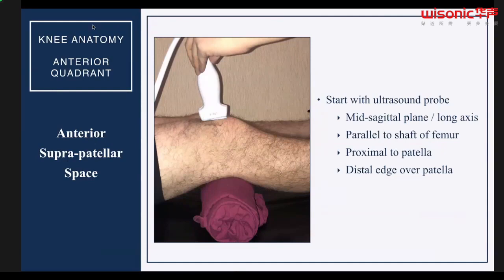So where do we start when we're doing the suprapatellar space here? We want to have the probe in the mid-sagittal region, just like this picture is shown, in the long axis. So it's going to be long axis to that femur, parallel to the shaft of the femur, and just proximal to the patella. So the distal edge, this edge right here, is going to be right over the proximal patella.